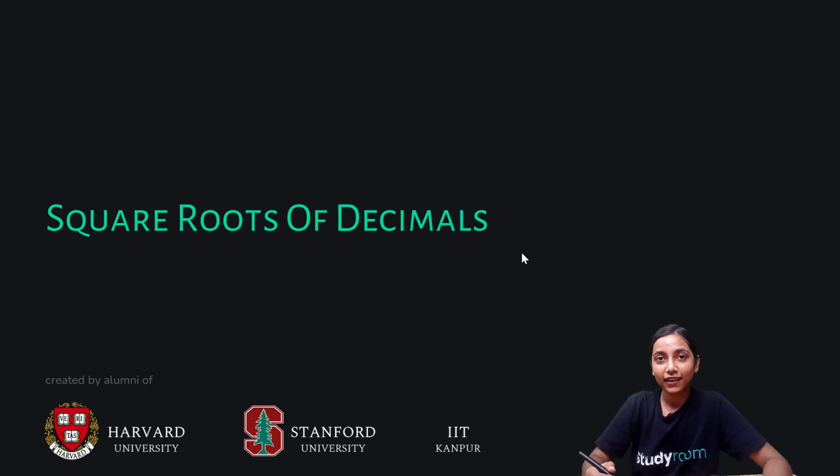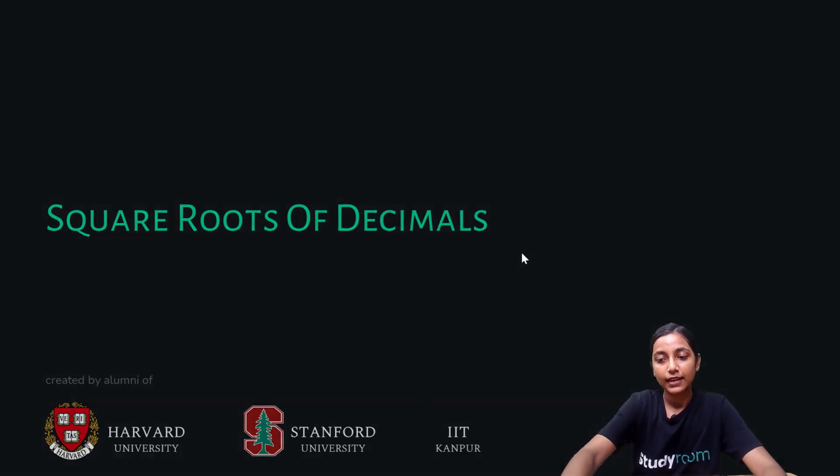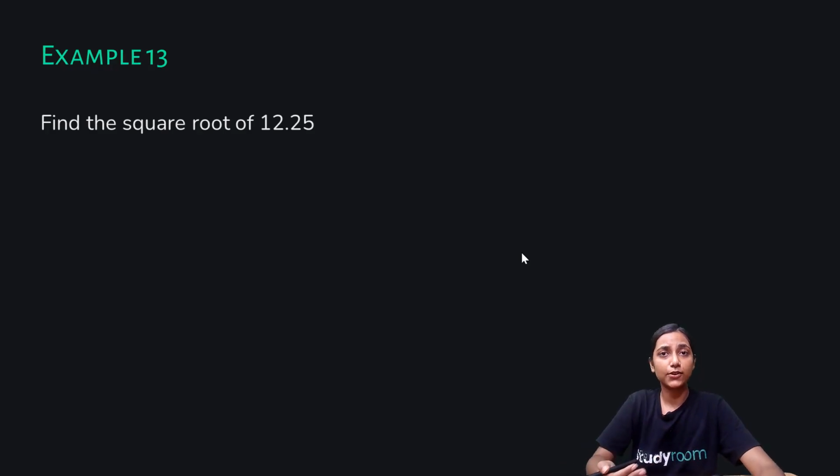Everyone, welcome back. This video lecture is going to be about finding the square roots of decimals. Let's begin and see how we find the square roots for decimal numbers. We have example number 13, and it asks us to find the square root of this number. This is a decimal, 12.25.